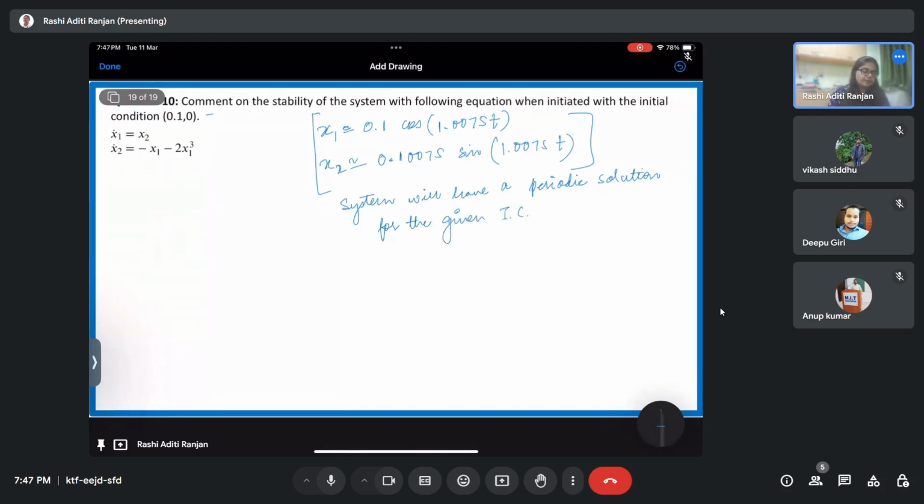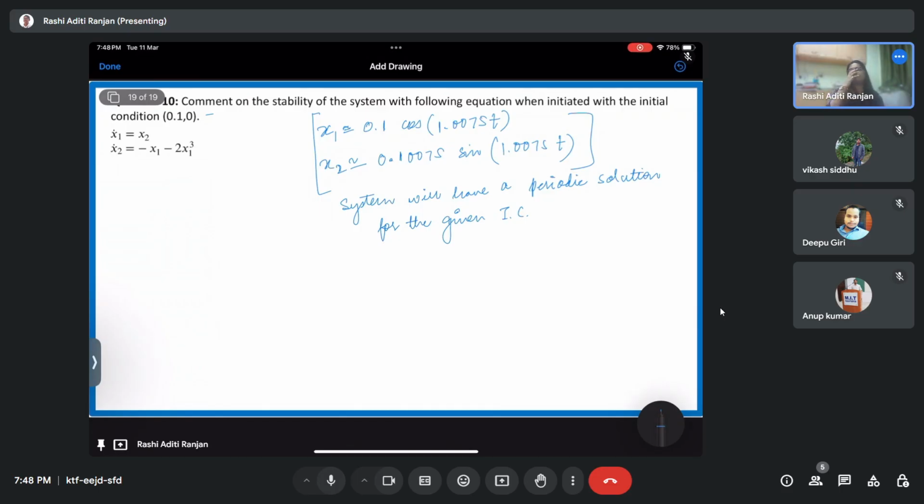Okay, that's fine. Now, till now we were talking about the stability of a fixed point. That is what we were doing, right? What if I talk about the stability of a periodic orbit? I have a periodic orbit, which is given by these three equations. How to know if it is stable or unstable?